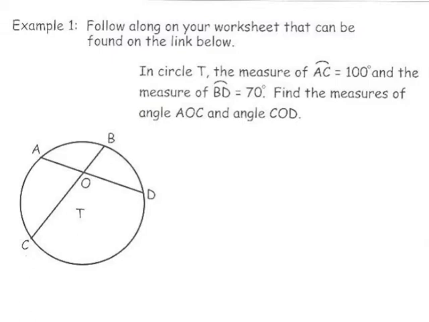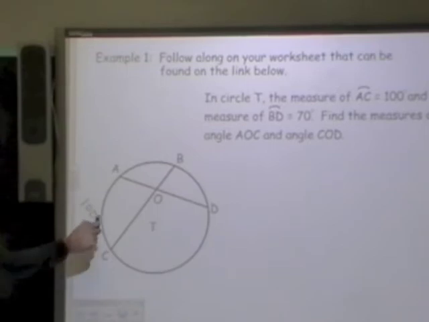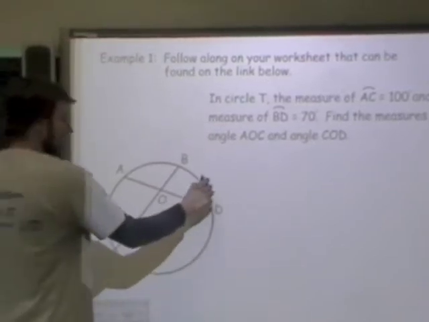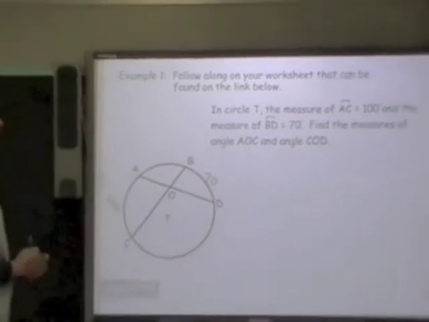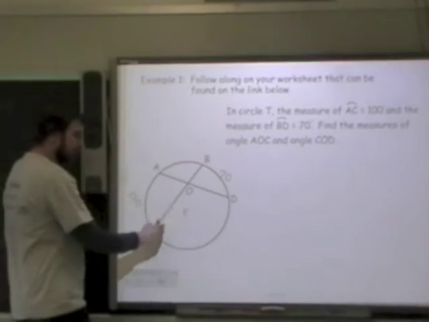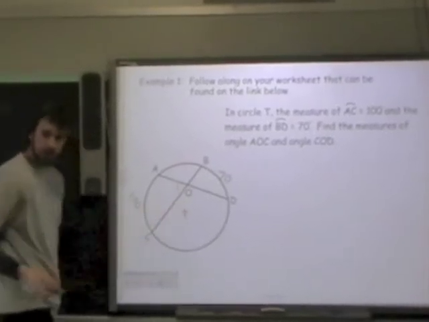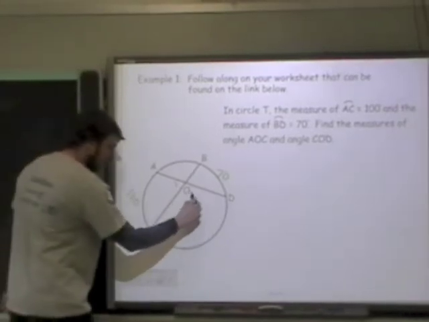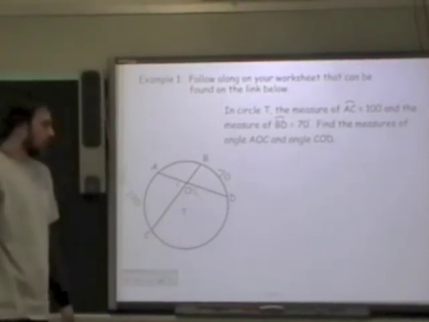Let's take a look at an example where we solve a problem with that same information. Here we have circle T. The measure of arc AC is 100 degrees. I'll just label that 100 degrees. And the measure of arc BD is 70 degrees, so I'll label that one as well. And we want to find the measures of angle AOC, located right here, I'll put a 1 in there to mark it, and the measure of angle COD, and I'll put a little 2 in angle COD.